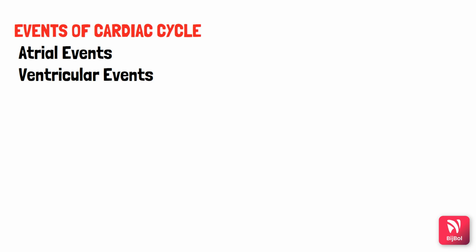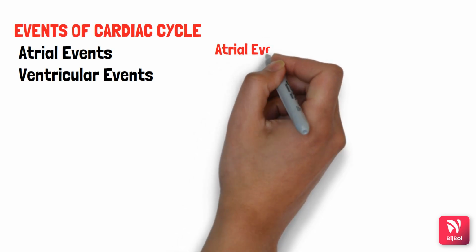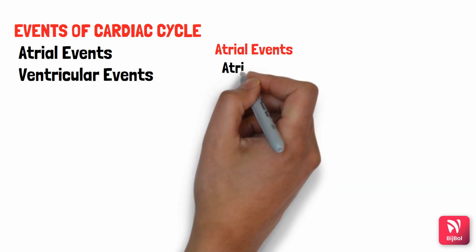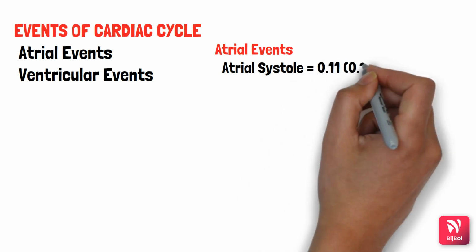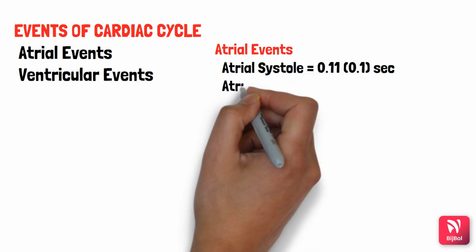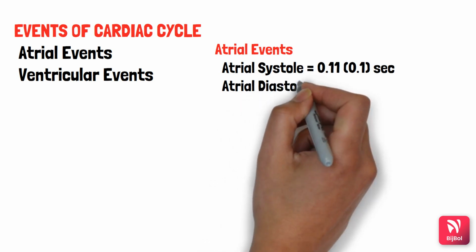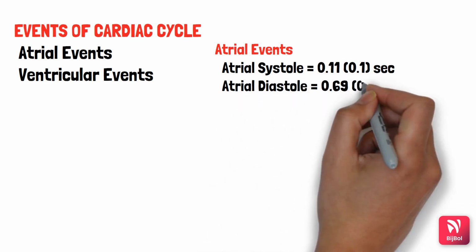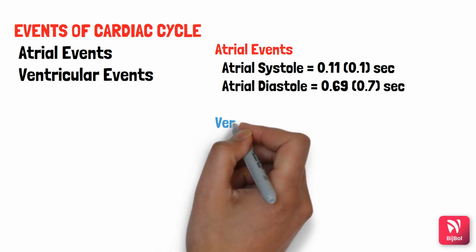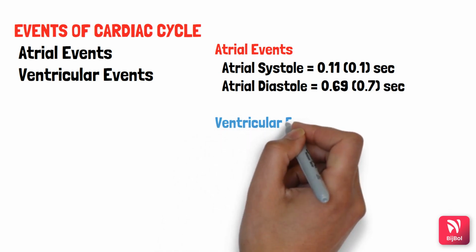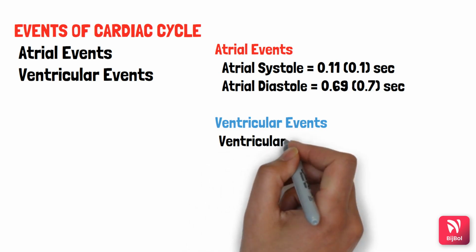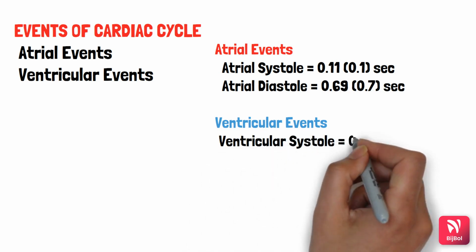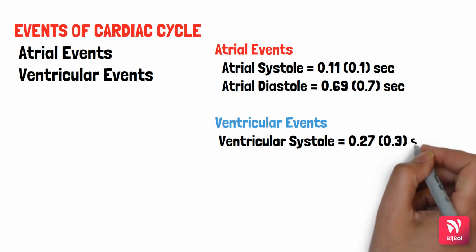Now, when the heart beats at a normal rate of 72 beats per minute, the duration of each cardiac cycle is about 0.8 seconds. The atrial events are further divided into atrial systole, which lasts for 0.1 second, and atrial diastole, which lasts for 0.7 seconds. Whereas ventricular events are further divided into ventricular systole, which is for 0.3 seconds, and ventricular diastole, which is for 0.5 seconds.